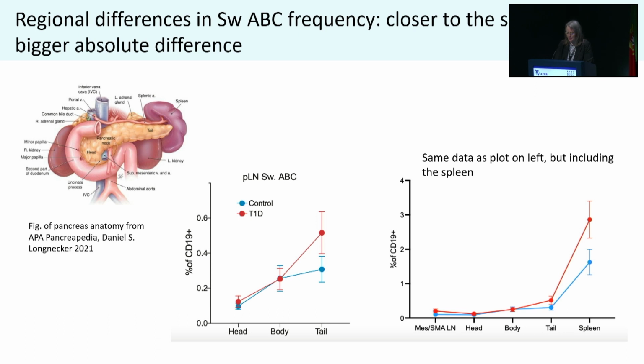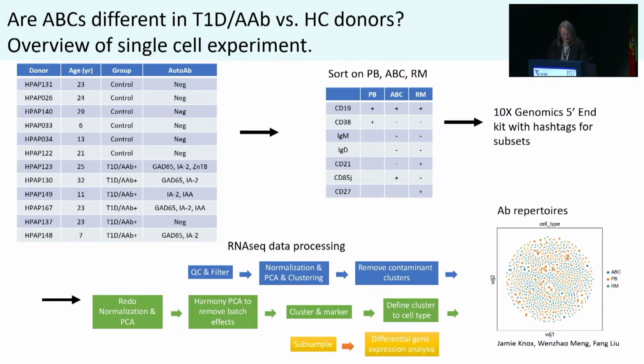So we wondered whether the ABCs were different in some way in T1D, not just in frequency, but in their characteristics. So we did a single cell analysis to look at this. Here we took 6 different T1D donors that either had T1D or autoantibody or both, and some control donors. We sorted specifically on plasmablasts, ABCs, and resting memory, and then did the usual 10x genomics 5' end kit, looking both at RNA as well as immune receptor repertoires with paired heavy light chains.